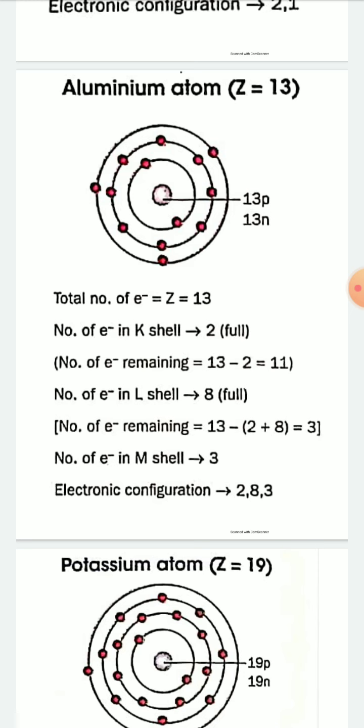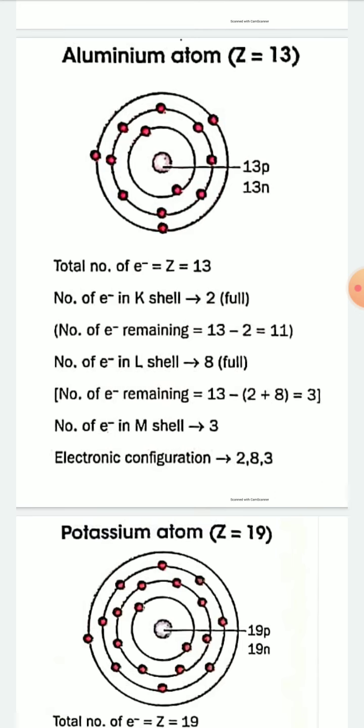Initially the aluminium contains 13 electrons, and you have to give first 2 electrons in the K cell and 8 electrons in the L cell. Now the remaining electrons are 13 minus 2 plus 8, that is 3 electrons, and these 3 electrons you have to give in the M cell. So the electronic configuration of aluminium is 2 electrons in the K cell, 8 electrons in the L cell, and 3 electrons in the M cell. So the electronic configuration of aluminium is 2, 8, 3.